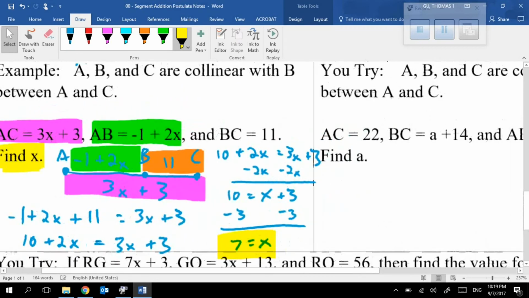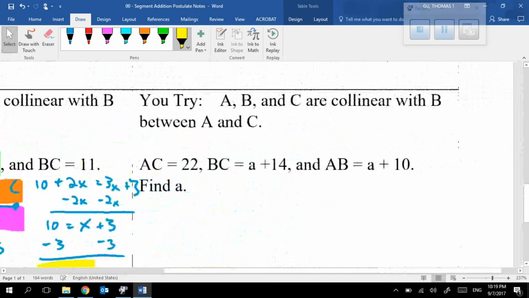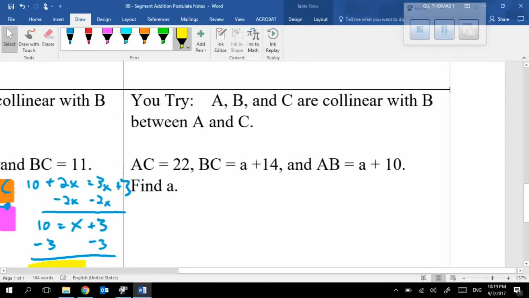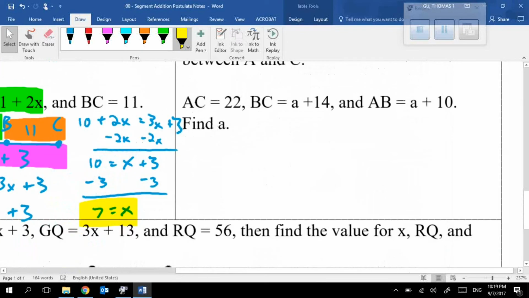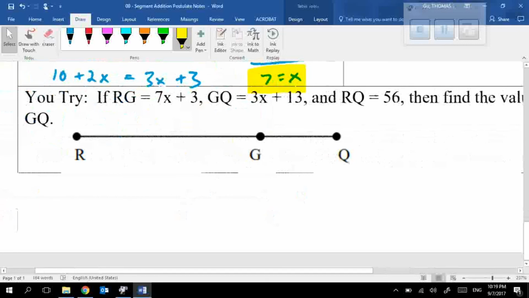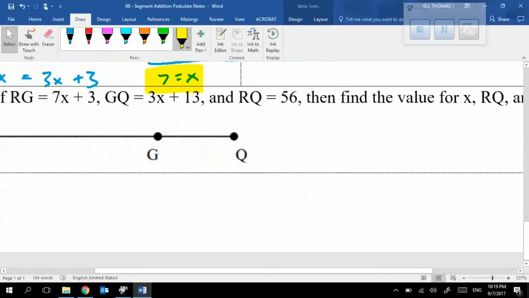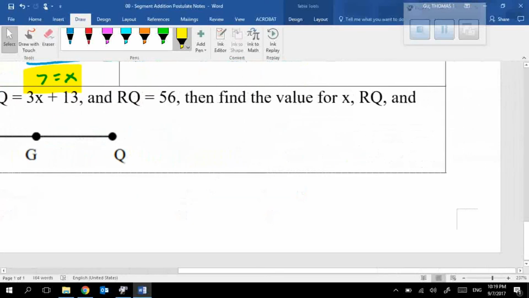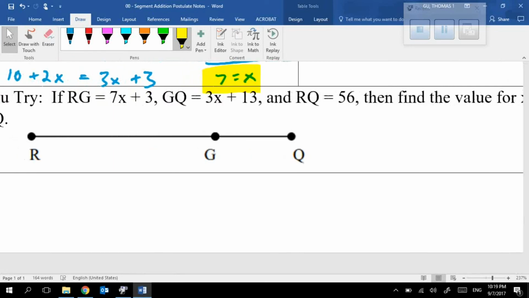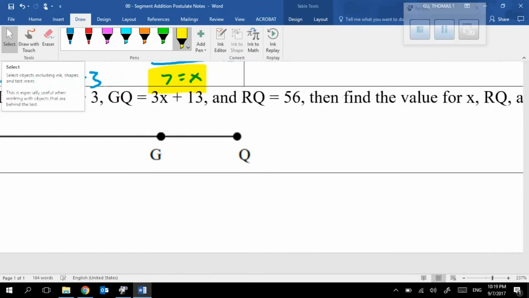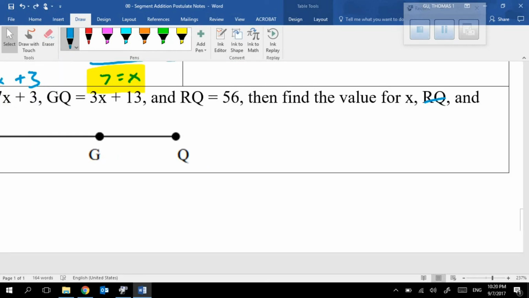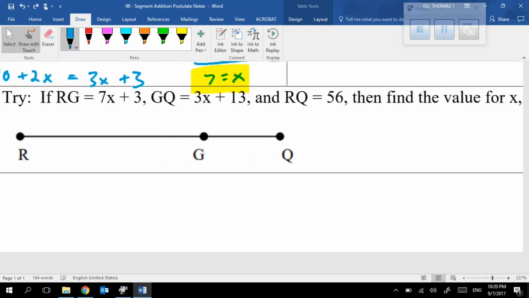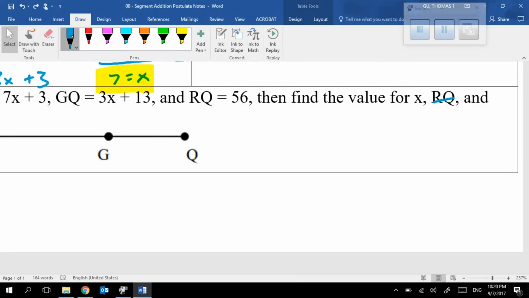So now take a second. You try: A, B, and C are collinear with B between A and C. And then also try this one down here. It says you try if RG equals all this stuff, then find the value for X. Okay, you solve for X, but then it wants you to take it a step further. It wants you to find the value for, this is a typo. Whoa, it's not RQ, it's over here, look, it's RG. So make sure you fix this one and write RG.